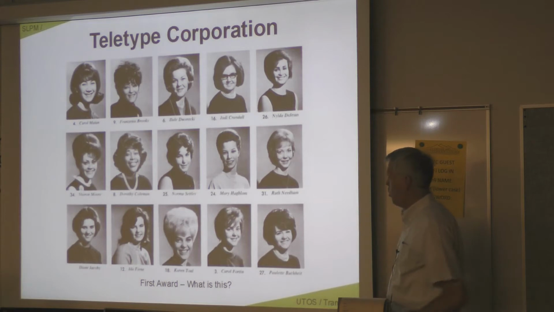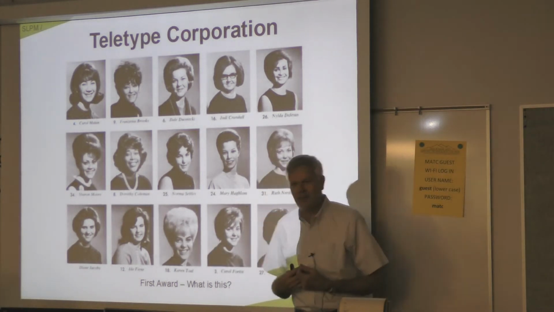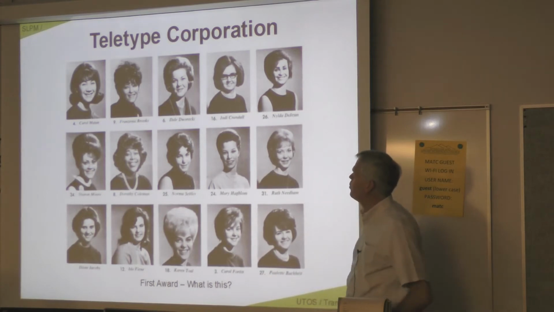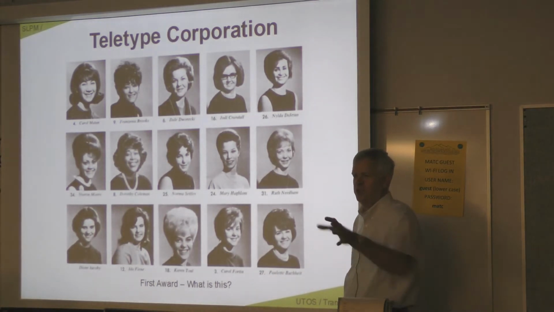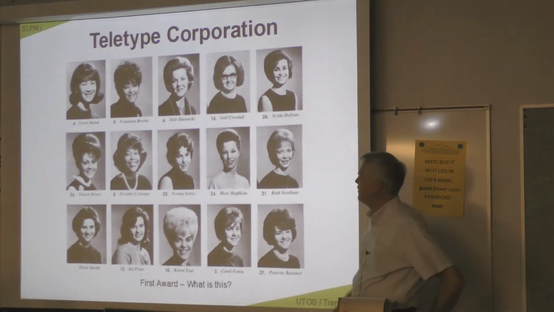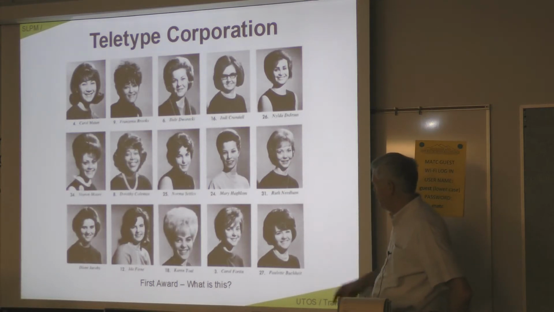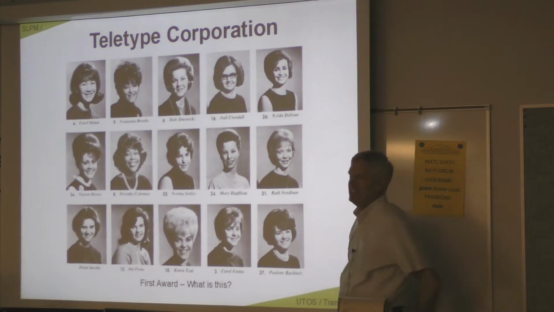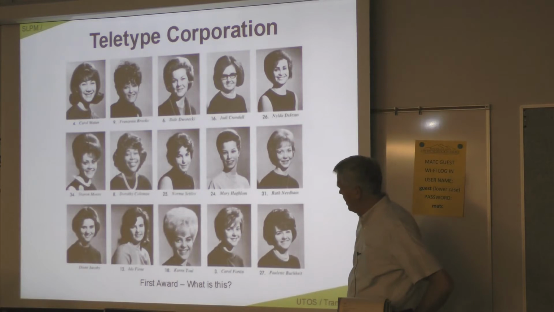So for the first award, I want to ask you guys to guess what you think this might be. This is from Teletype Corporation. What do you think it might represent? I'm open to guesses. Yes? A dating guide for the people who work there. A dating guide, okay. Who else has an idea what this might be? These are Teletype employees, and this is in about 1963. Yes? The fastest typist.